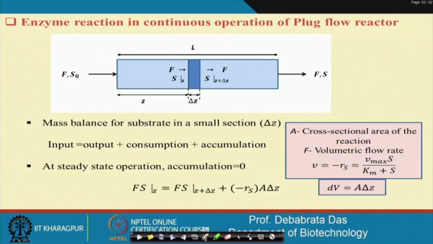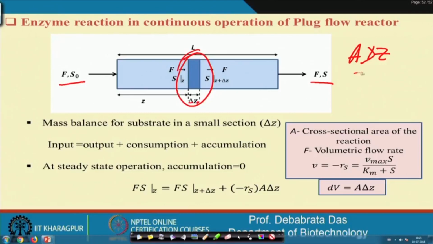Now, this is the kind of example that we have. Suppose this is, as I told you, F into S0 and this is F into S. Now, to analyze the system, we initially consider a differential fragment whose thickness is del Z. If you know the cross sectional area A and del Z, the product will be equal to del V. Del V means the volume of this particular differential section.